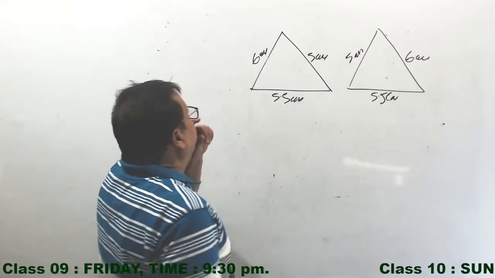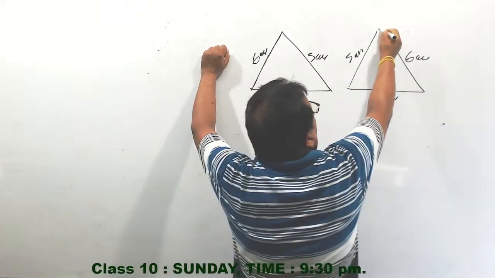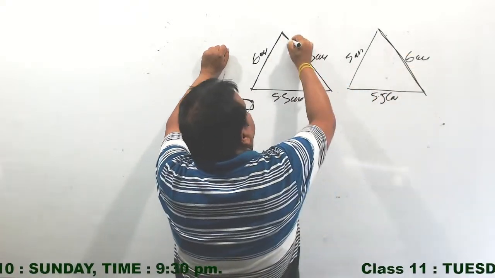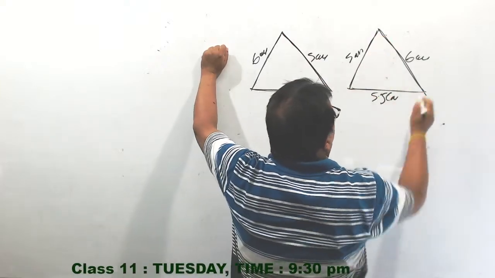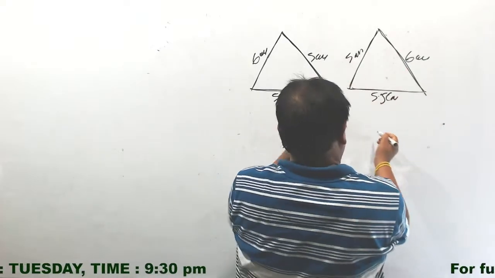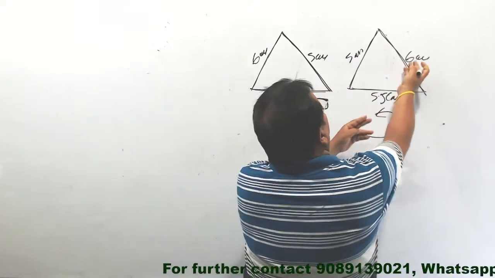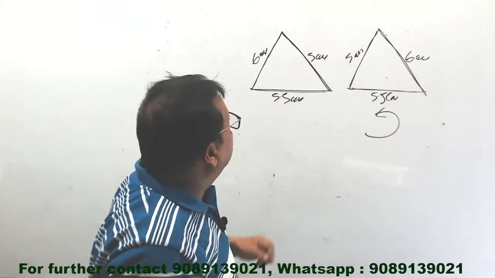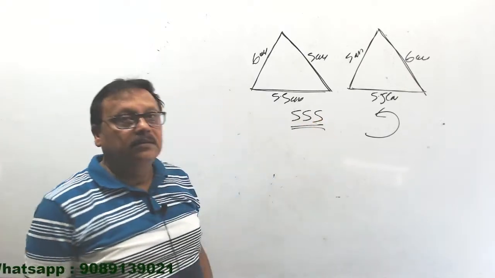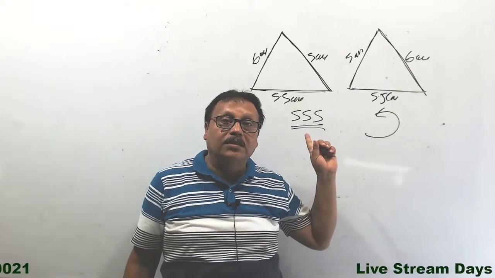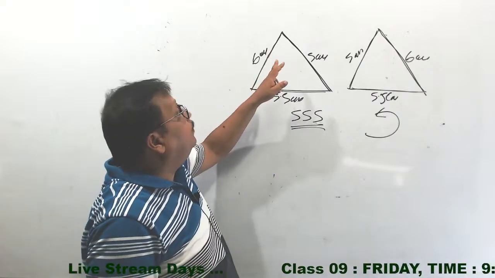Now, see. Here I am getting 6 centimeter in length, here 5 centimeter in length. This base is the same. If you rotate this triangle, it will overlap here. If you rotate this triangle, 6 will overlap with 6 centimeter here. That is, by using SSS criterion, these two triangles are congruent. Understood?